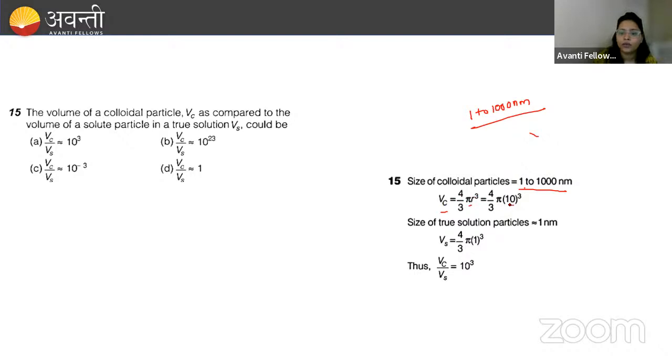So what will be the value of R, the radius? I have written 10 raised to 3. The size of true solution particles is around 1 nanometer, so I have put 1 here. So what will be the relation of true solution with respect to colloidal solution? The ratio is 10 raised to 3. So the answer here is that the volume of colloidal particle with the volume of solute particle in a true solution will be 10 raised to 3. So any doubts in this?